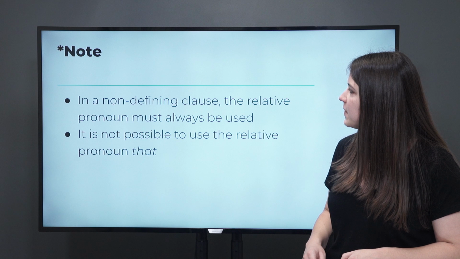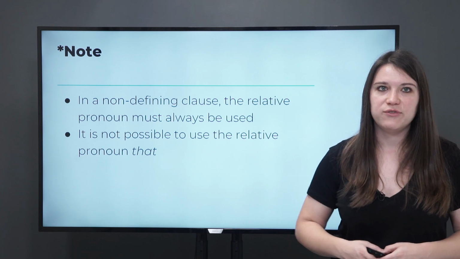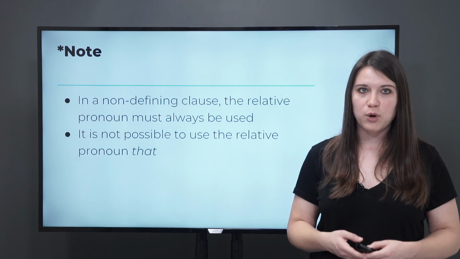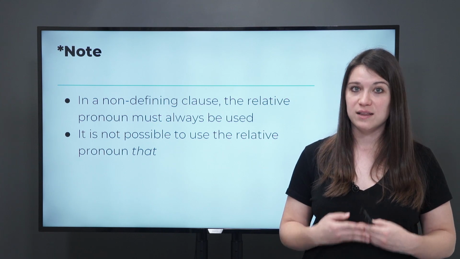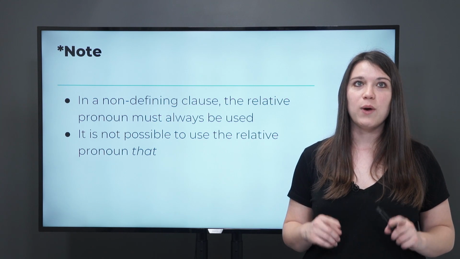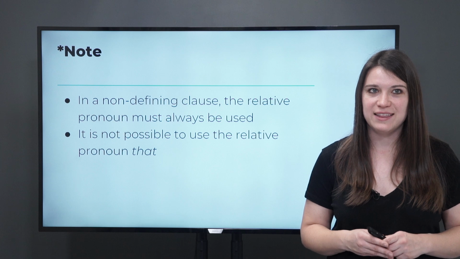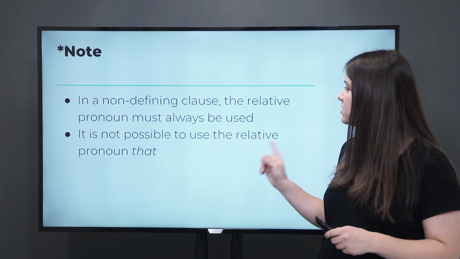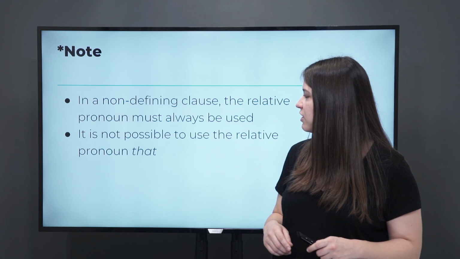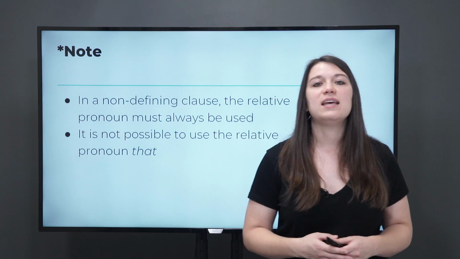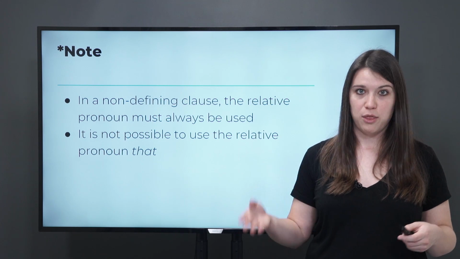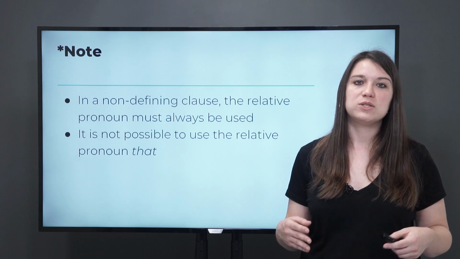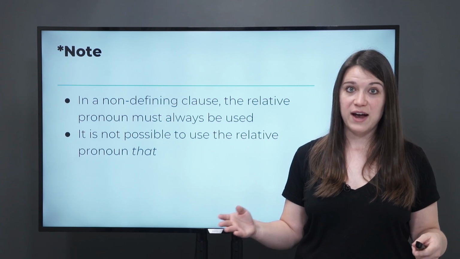Okay. Note, in a non-defining clause, the relative pronoun must always be used. So here we cannot eliminate it. With non-defining, you have to keep it in the sentence. And it is not possible to use the relative pronoun that in a non-defining clause. Okay, so you would never see comma that. So that's always going to go with defining clauses.